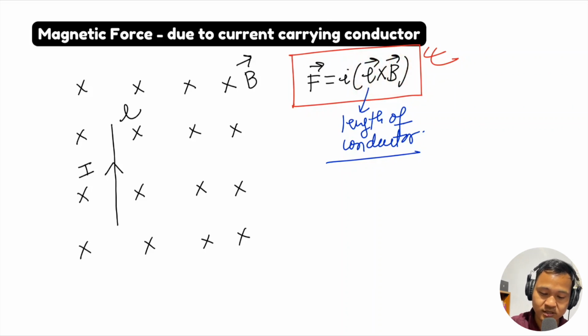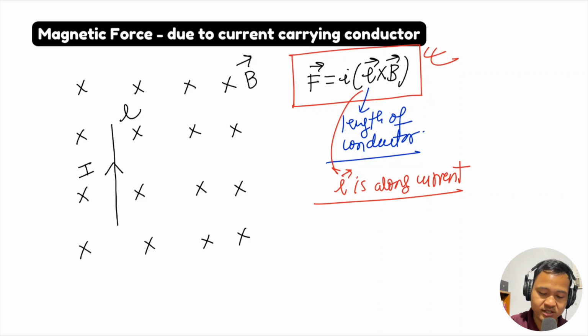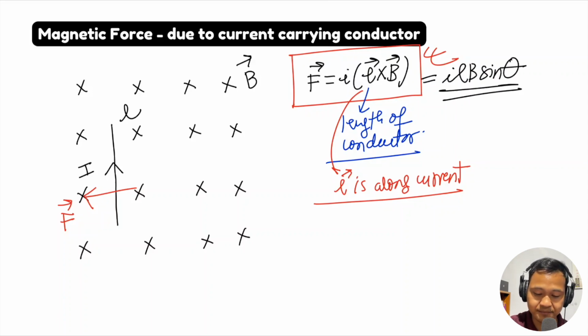Note that here L is along the direction of the current. So this is L, and B is going inwards. So L cross B is towards the left side, by the right hand thumb rule. That means the force acting on this wire is towards the left side. So the force is I into LB into sin theta, since it is a cross product.